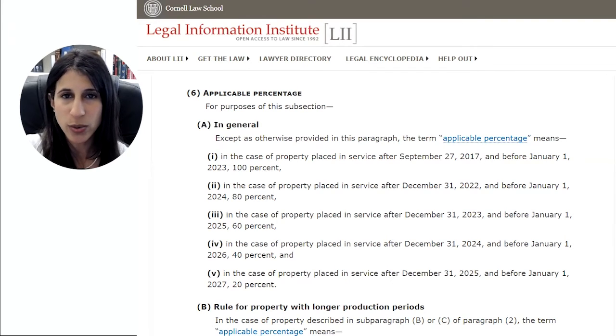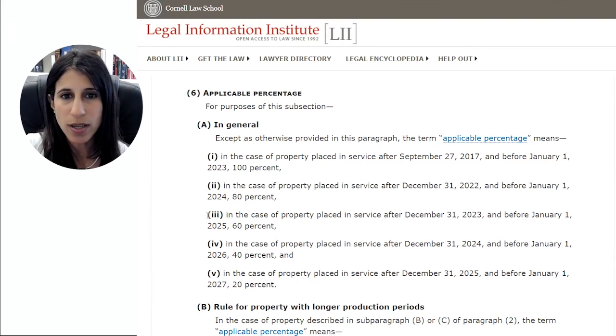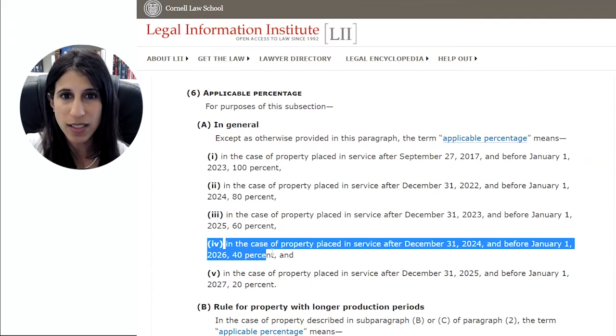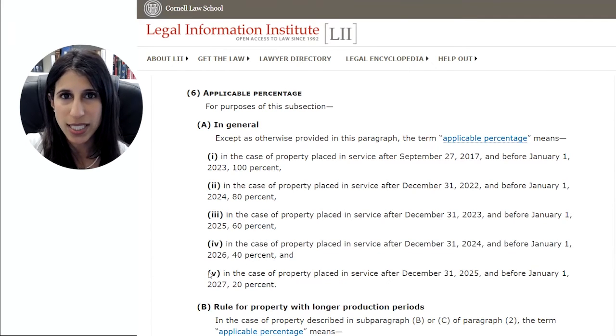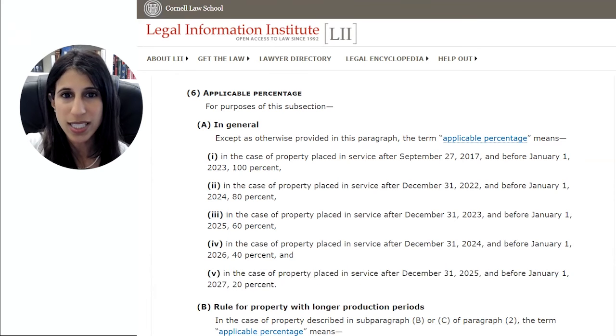However, after 2022, the amount of the bonus depreciation deduction gets phased out. So in 2023, the applicable percentage is only 80% of the basis of the property. In 2024, the applicable percentage is 60% of the basis. In 2025, it is 40% of the basis. In 2026, it is 20%. And then after 2026, this gets completely phased out.